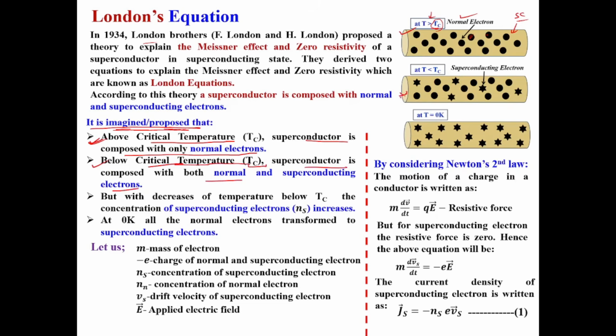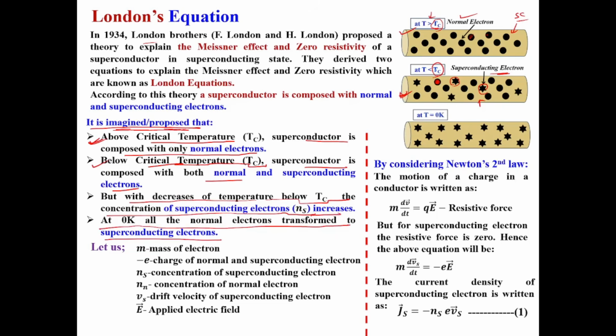So this situation represents a superconductor in the superconducting state, that means below the transition temperature. In this state, the superconductor is composed of normal electrons, and this star symbol represents the superconducting electron. With decrease of temperature below Tc, the concentration of superconducting electrons, that is Ns, increases. At 0 K, all normal electrons are transformed to superconducting electrons.